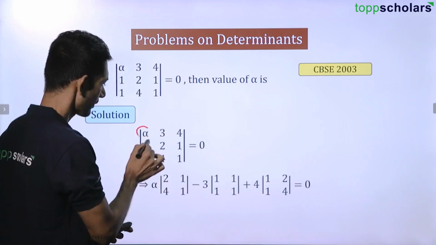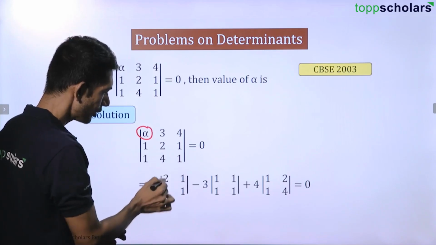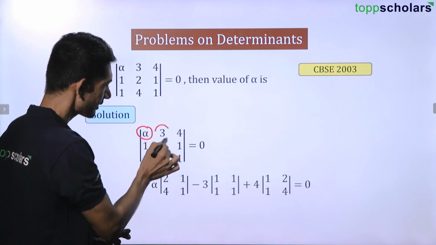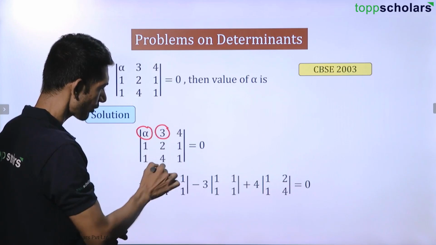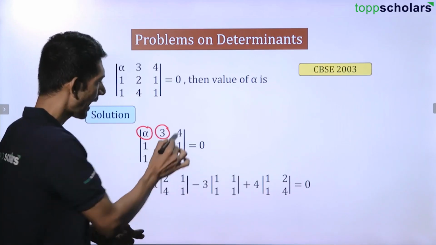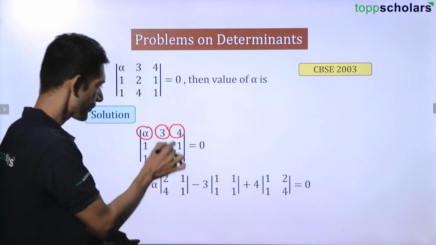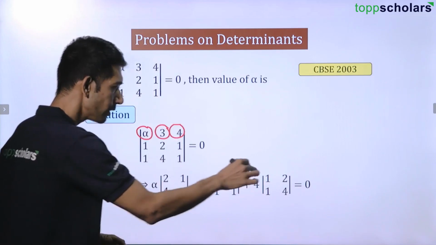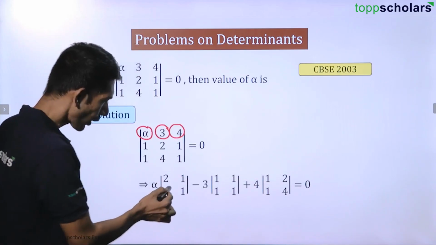So here it is. We have alpha and then 2, 4, 1, 1. Then minus 3. Ignore the first row, second column, 1, 1, 1, 1, isn't it? And then plus 4. Ignore the first row, third column, 1, 2, 1, 4. Correct? Now you need to solve this.